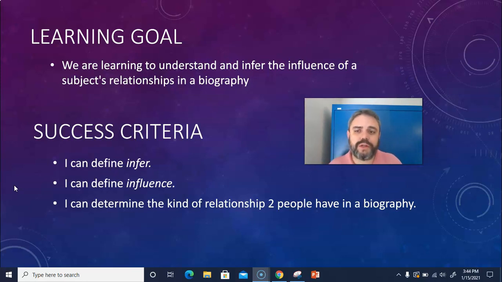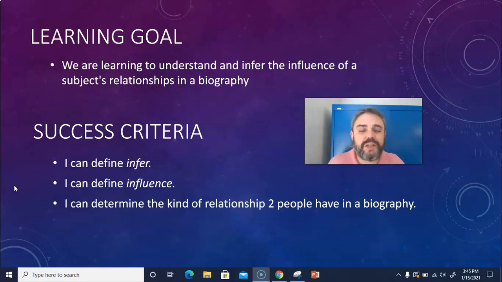We're trying to say to ourselves, I can define infer, which is a review word, but it's always a good idea to review. I can define influence, and I can determine the kind of relationship two people have in a biography. If you can hit those goals along the way, those little signposts, boom, you'll be the newly elected mayor of Success Town.